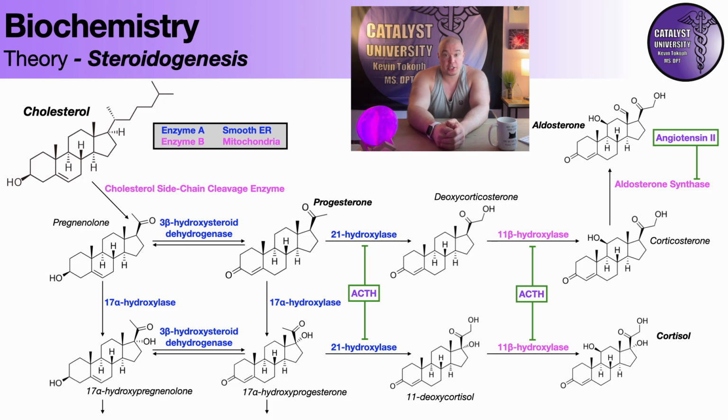Then deoxycorticosterone leaves the smooth ER, because that's where we've been this whole time, goes back into the mitochondria where it reacts with 11-beta-hydroxylase. And again, you get 11-beta-hydroxylation of that on the C ring, and now you have corticosterone. Interesting note, in some mammals like rodents, corticosterone is actually their main corticosteroid, not cortisol, or at least it's a major contributor, but not in humans. Our major corticosteroid is cortisol. So we're talking about humans mainly in this video.